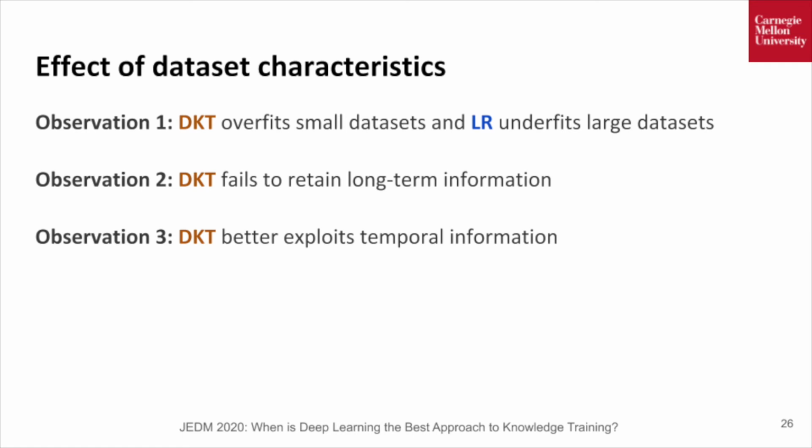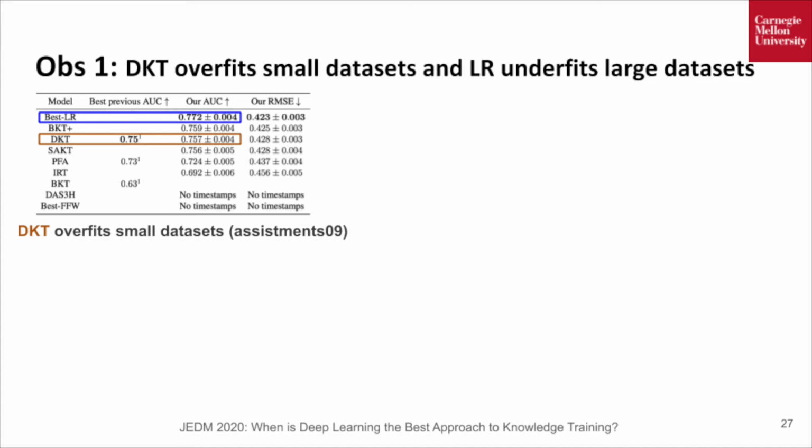We will cover the evidence supporting the first 2 hypotheses in more detail in the following slides, but in the interest of time, we refer you to the paper for evidence supporting the third phenomenon. Our first observation is that deep knowledge tracing overfits small datasets, and conversely, logistic regression underfits large datasets.